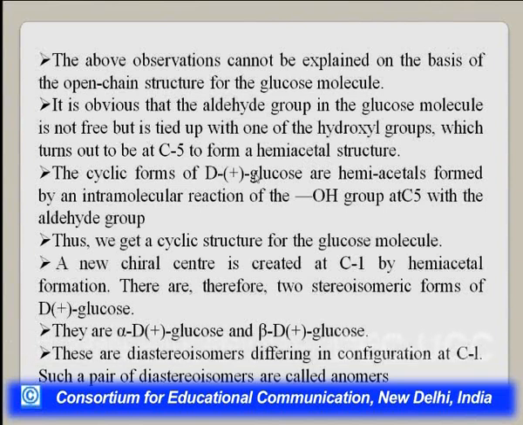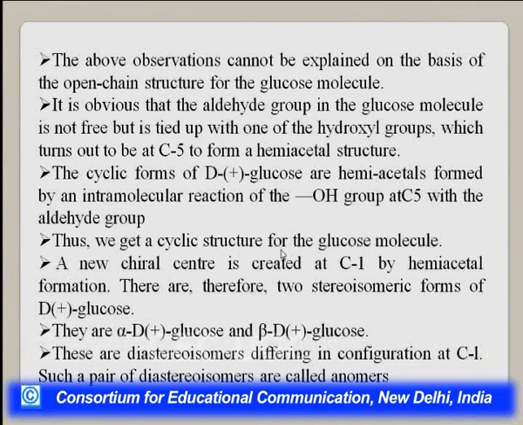The cyclic forms of D-glucose are actually hemiacetals, formed by an intramolecular reaction of the hydroxyl group at carbon number 5 with the aldehyde group at the top. Thus, we get a cyclic structure for the glucose molecule. How the open chain structure gets converted to the cyclic structure in solution, we will discuss in a coming slide.